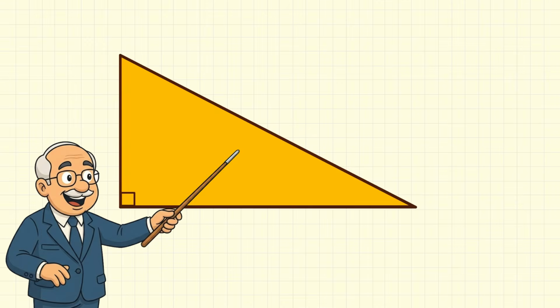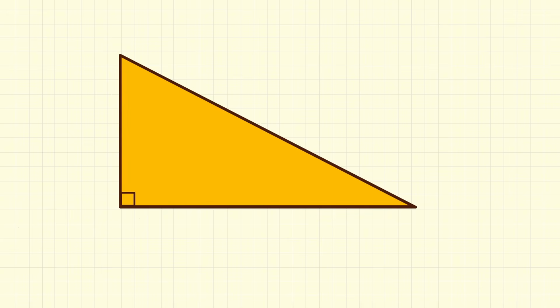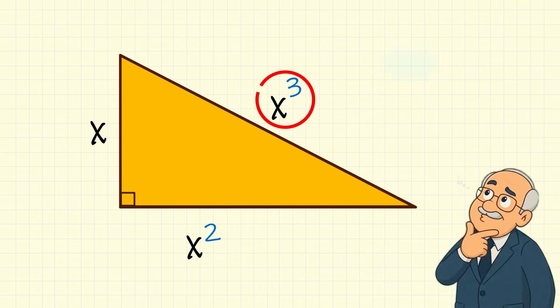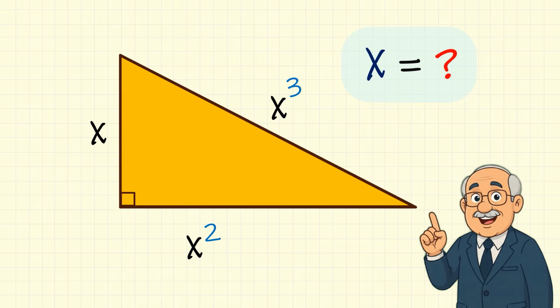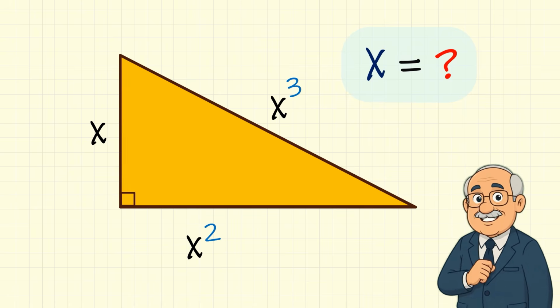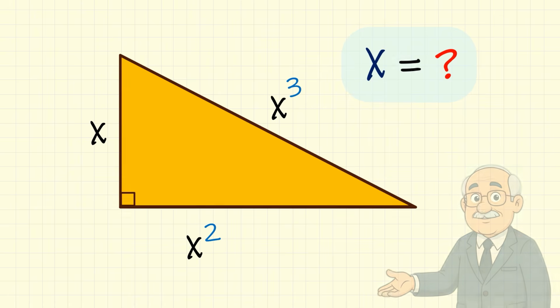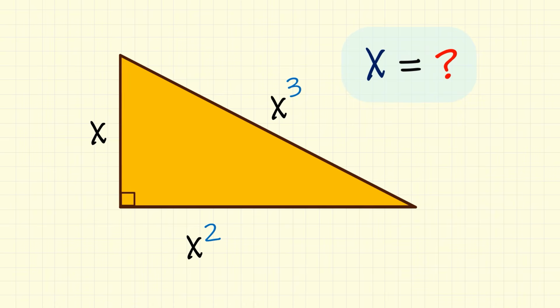Today, we're given a right-angled triangle where all three sides are represented as powers of an unknown variable x. The vertical leg measures x, the horizontal leg measures x squared, and the hypotenuse measures x cubed. The question is, can you find the exact value of x, even though no actual numbers are given? Let's give it a try.